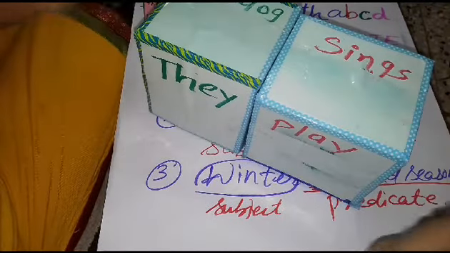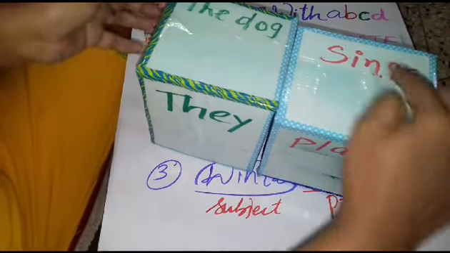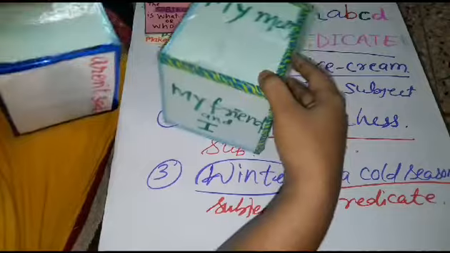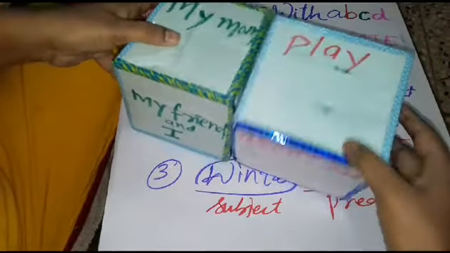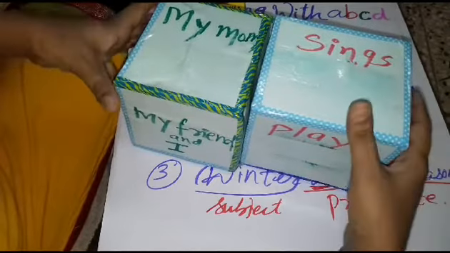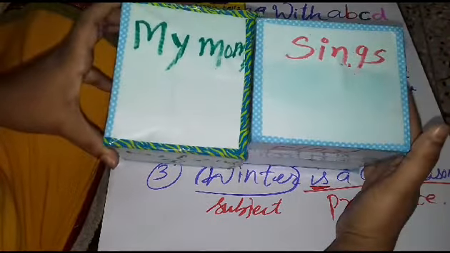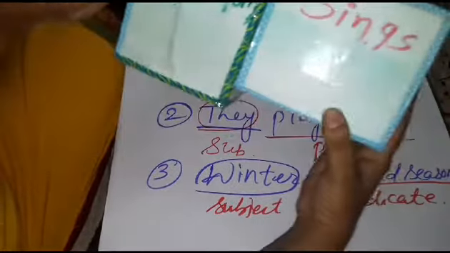Now another, the dog sings. Yeah, the dog can sing. No, the dog sings, correct. My mom aren't sad. No. Play. No. My mom sings. Yes, so my mom sings. So my mom is a subject and sings is a predicate.